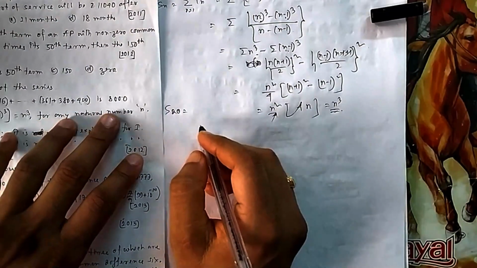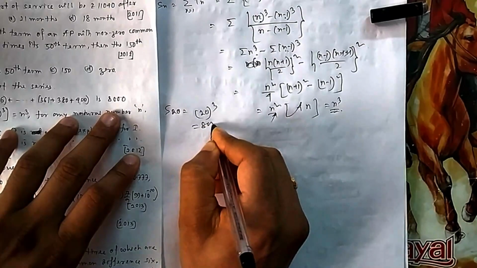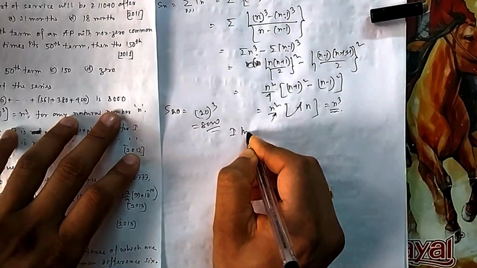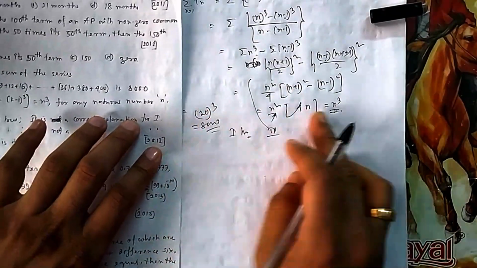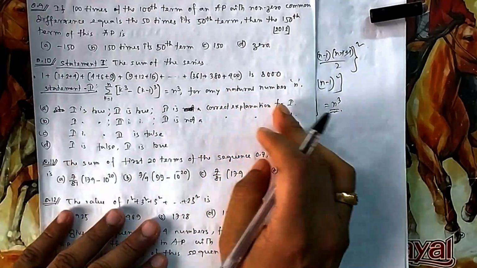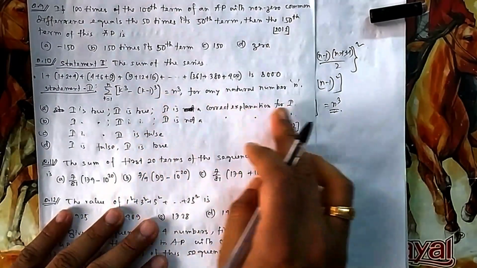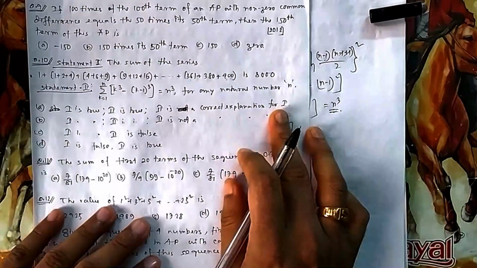So what will be S20? It will be 20 cube, so it is 8000. So the first one is okay, true, and the second one is also true, and using the second one I am getting the first one. So that means the second one is the correct explanation of the first, because this is true, that's why I am using this one. For 20 it is 20 cube. So that means it is A.